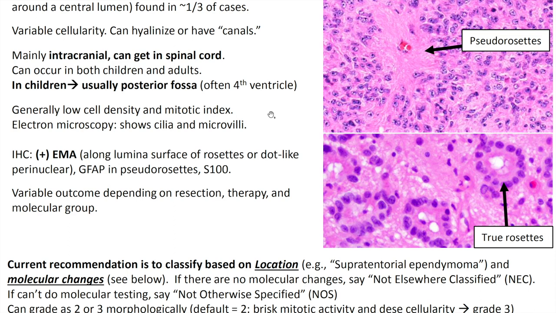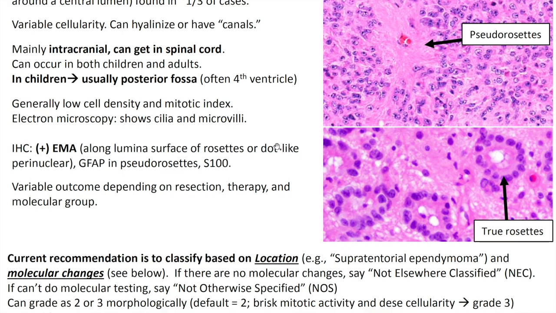The current recommendation is to classify based on location and molecular changes. If there are no molecular changes, say not elsewhere classified. If you can't do molecular testing, say not otherwise specified. You can grade as 2 or 3 morphologically. Default is 2, and brisk mitotic activity and dense cellularity is a grade 3.